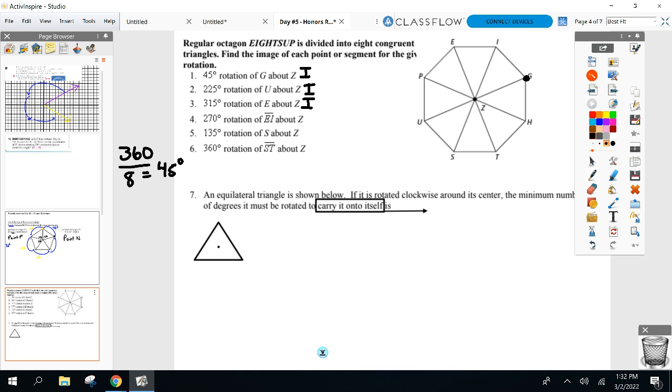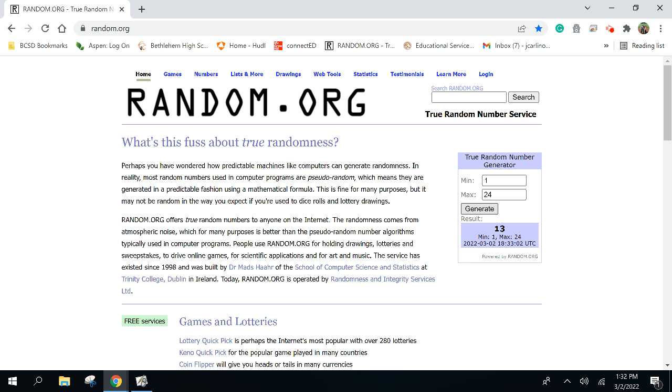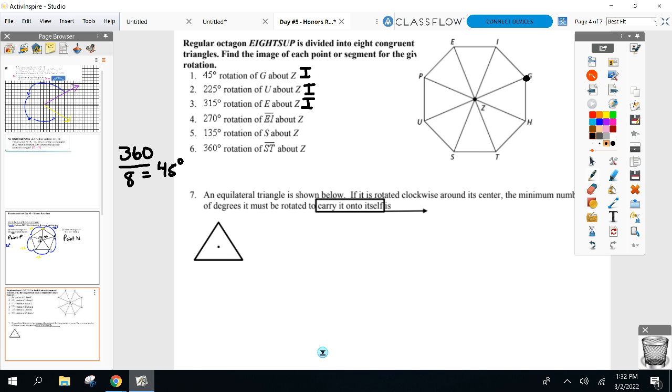All right, now I'm going to rotate EI. It's the same as rotating E and I. Going 270 now. What segment do I end up with? 13? GH, HG, however you wrote it.